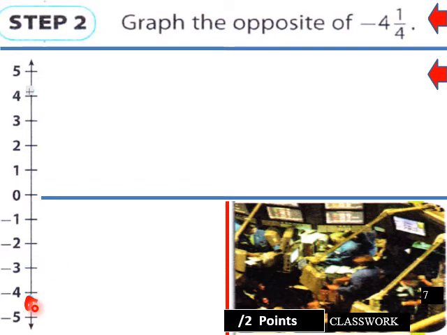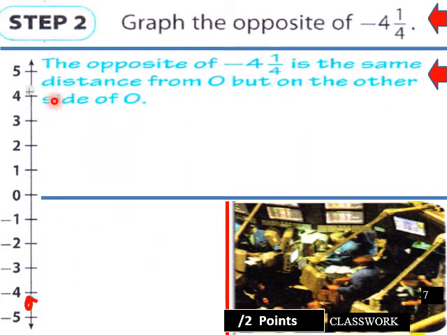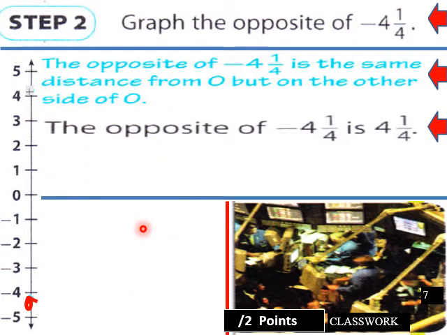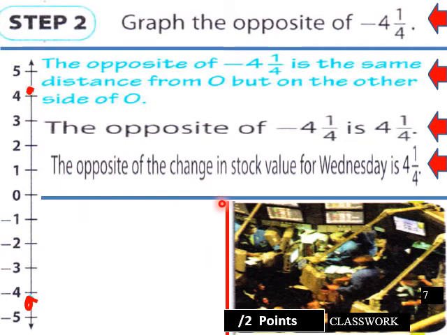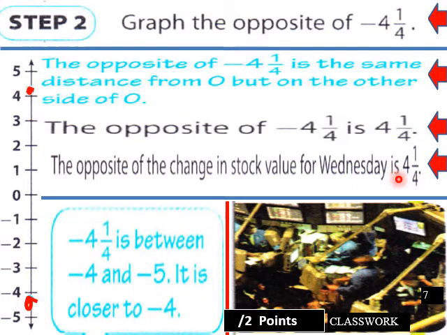Okay, so here are our two plots for the graph of the stock price. Negative 4 1/4 is the same distance from 0, but on the other side of 0. The opposite of negative 4 1/4 is 4 1/4, up here. So that'd be 4 1/4 up there. Okay, we got that. The opposite change in stock value for Wednesday is 4 1/4. So negative 4 1/4 is between negative 4 and negative 5. It is closer to negative 4. So negative 4 1/4 is here.